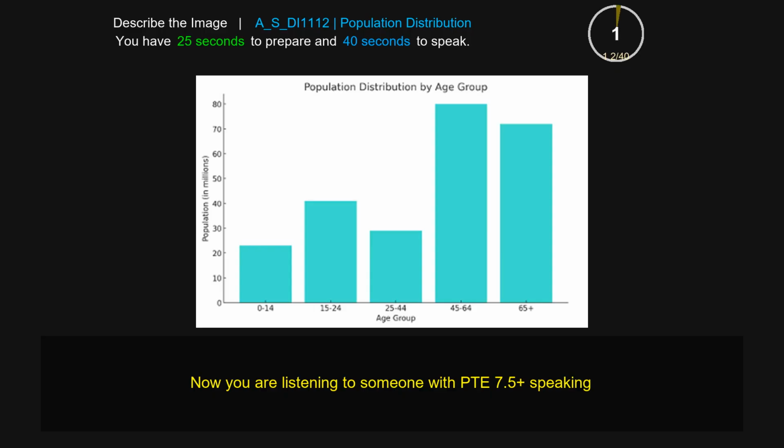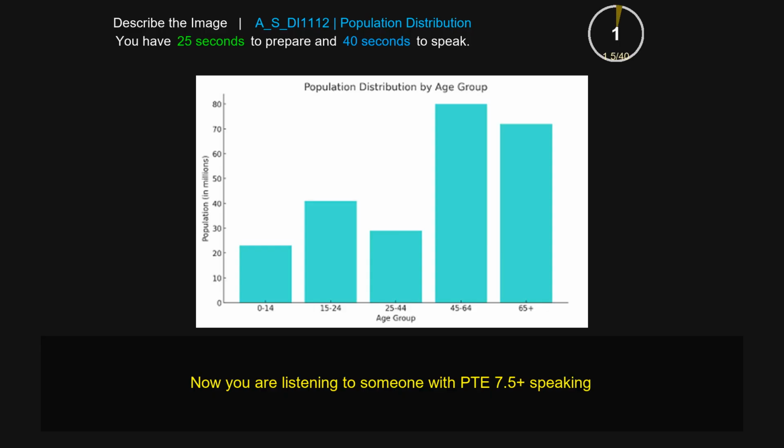This bar chart gives information about population distribution by age group. The x line gives information about age group, the y line gives information about millions. Moreover, I have talked about 0 to 14, 15 to 24, and 65 plus. In addition, the maximum age group is 45 to 64, which is above 80 million, followed by 15 to 24 and 25 to 44, and the minimum age group is 0 to 14, which is less than 20 millions. Overall, the image gives information about population distribution by age group.